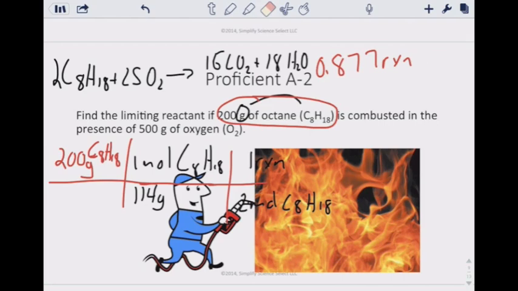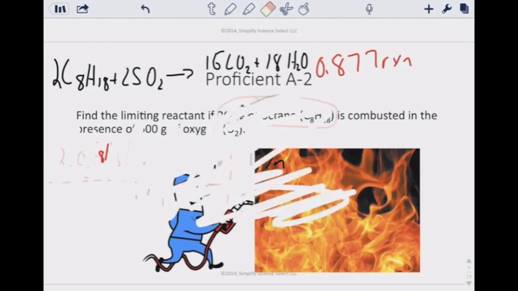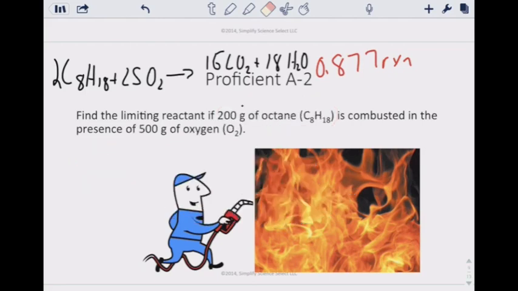And then we go ahead and we're going to do the exact same thing for oxygen. So we'll get rid of all this and do the exact same thing for oxygen. Remember that octane produced 0.877 reactions. So when we do oxygen, we know that 1 mole of oxygen is right around 32 grams, and we have 25 moles in one reaction.